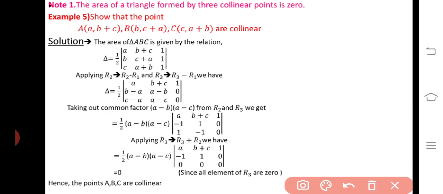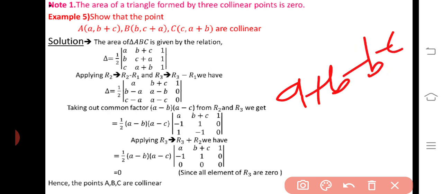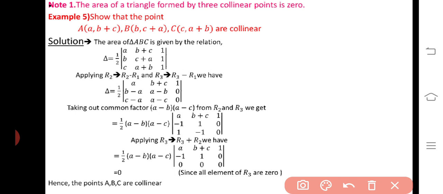See here, A plus B minus C plus minus of B minus of C, plus B minus C will get cancelled, and A minus C remains, and 1 minus 1 is 0. Now take out the common factor. What is the common factor in the second row and third row? A minus B and A minus C. Take them out from row 2 and row 3.